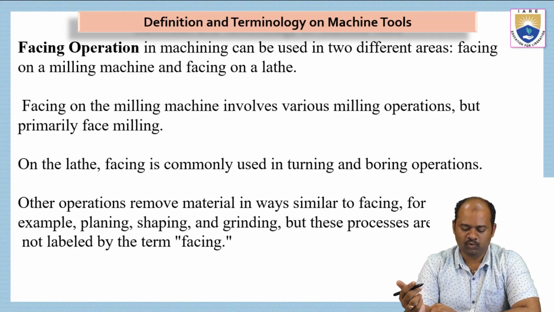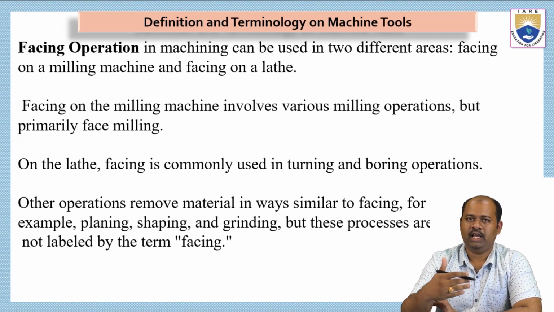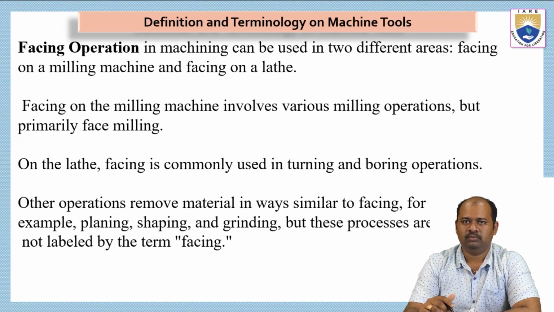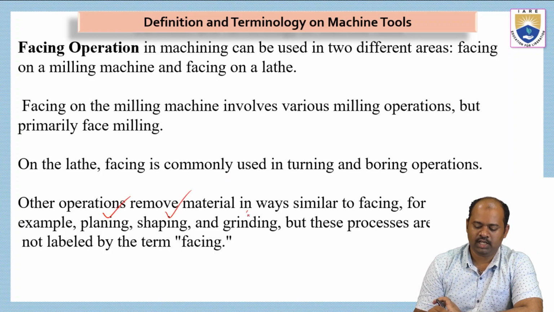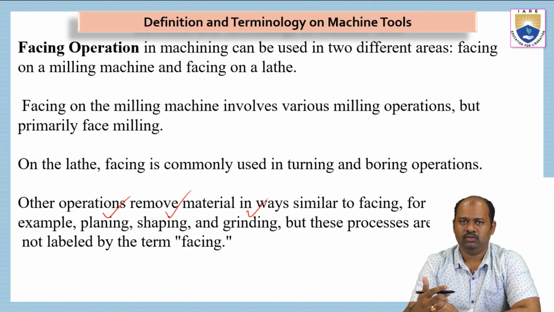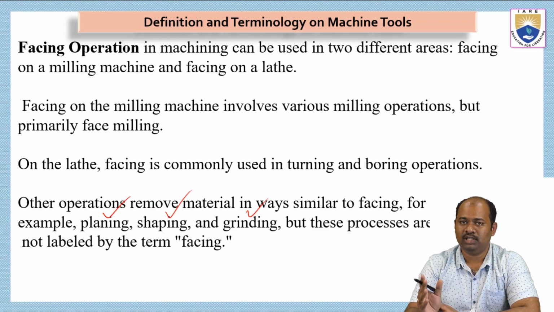Other operations remove material in ways similar to facing, for example planing, shaping and grinding. So these are some of the other processes, other than lathe and milling, where we can do the facing operation. In a planing machine, shaping machine as well as a grinding machine, we can get this facing operation done so that we can make the cross section of a cylindrical or any object smooth. We can increase the surface finish of the cross section.